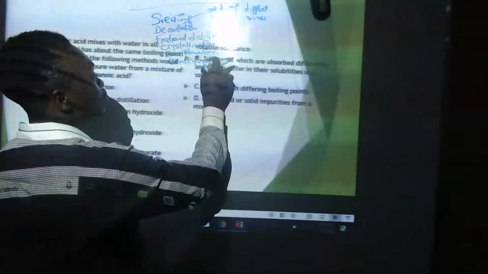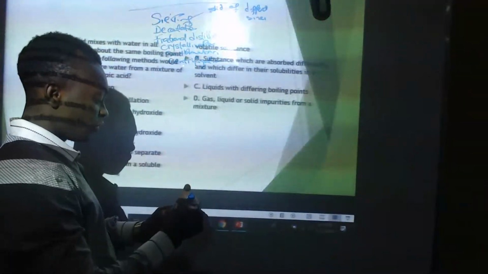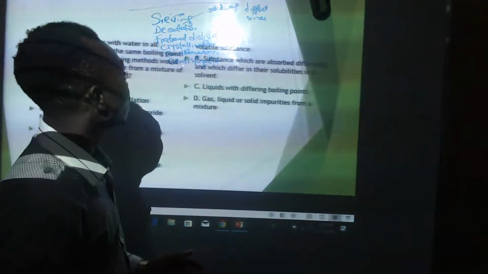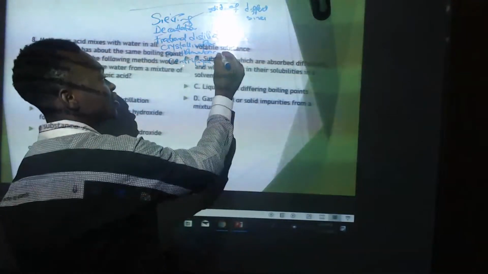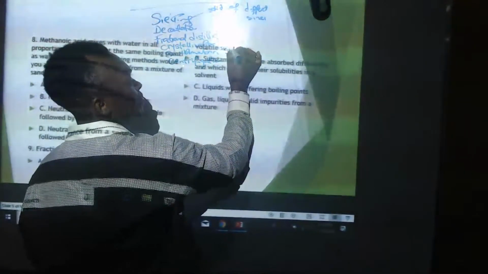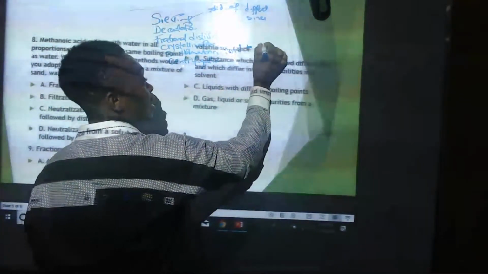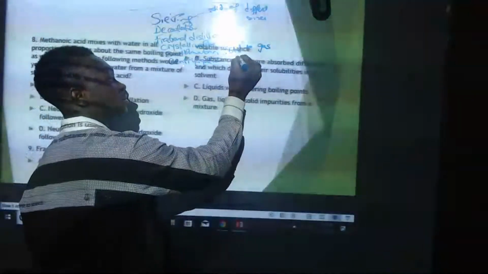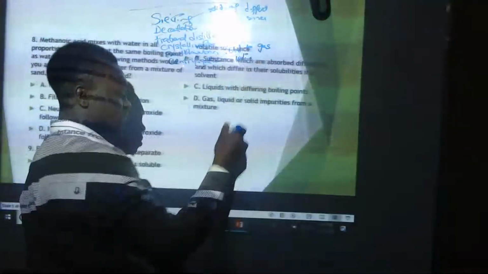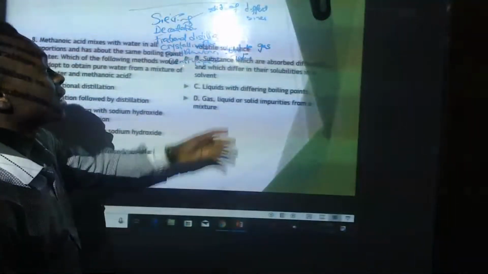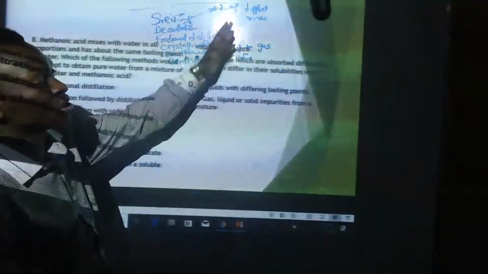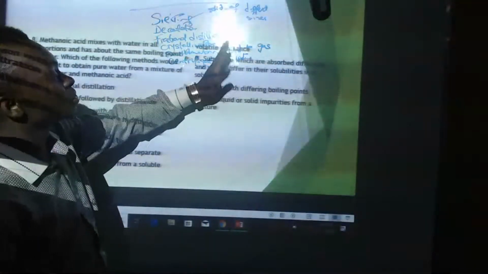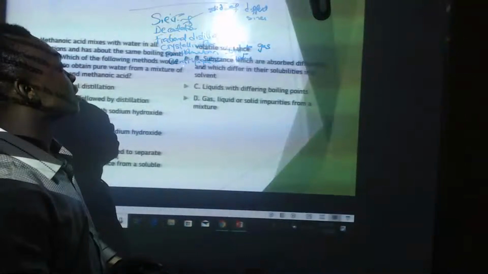Now, sublimation has to do with the separation of a solid that can sublime. When you hear sublimation, it means the changing of a solid to a gaseous form. Solid to gas, that's what sublime means, meaning the solid is able to sublime. An example is iodine. Iodine is able to change directly from solid, you don't need to pass from solid to liquid. It changes directly from solid straight to gas.